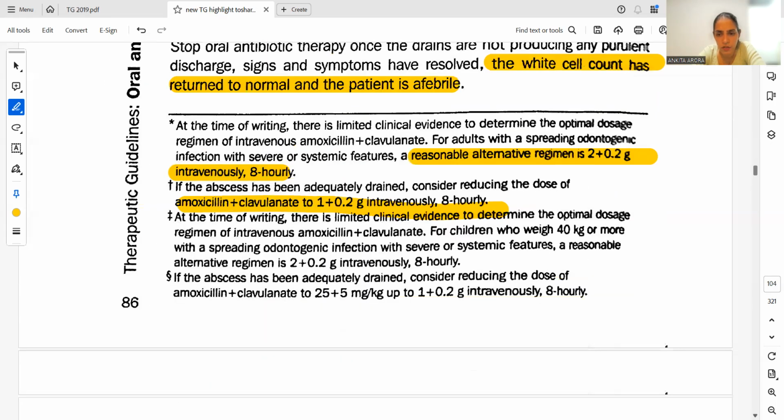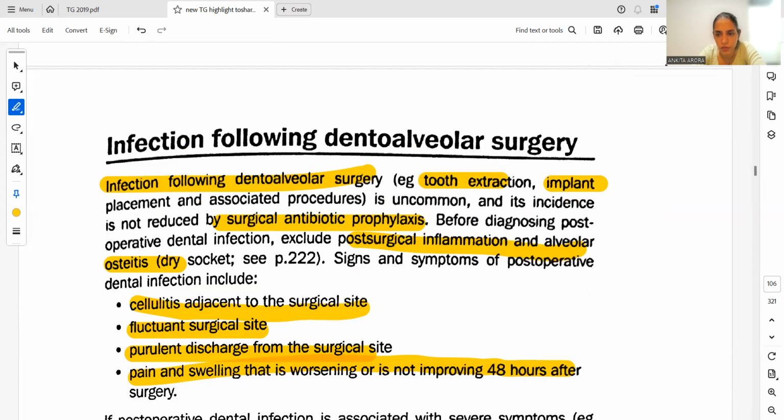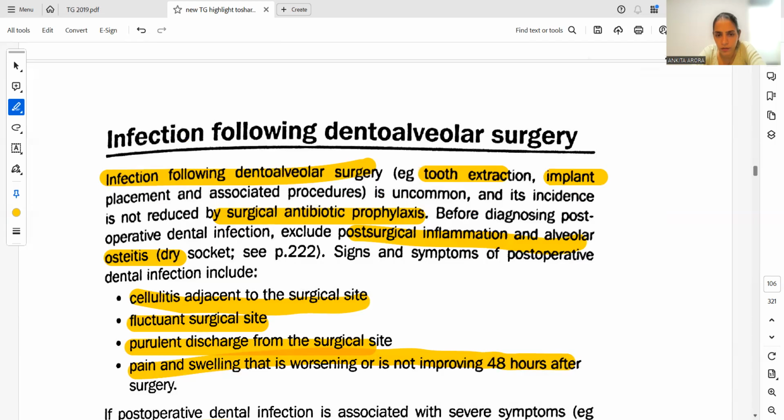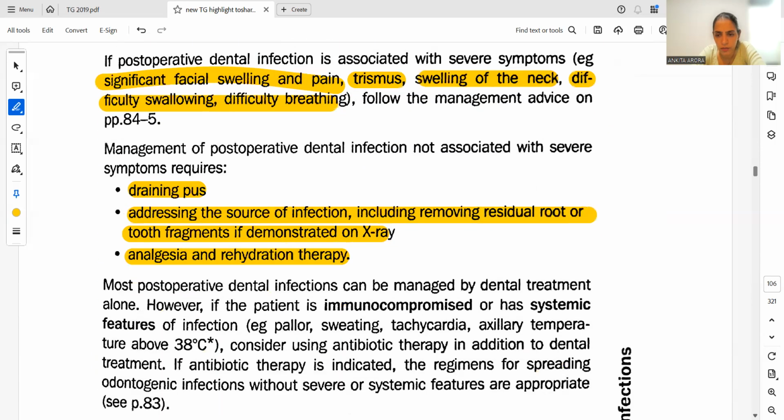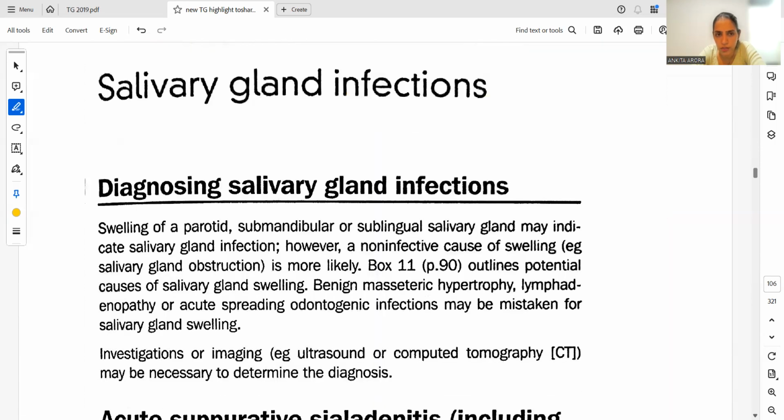And that was it about these infections, and we would proceed with the subsequent chapter in the next session, which is salivary gland infections. All right.